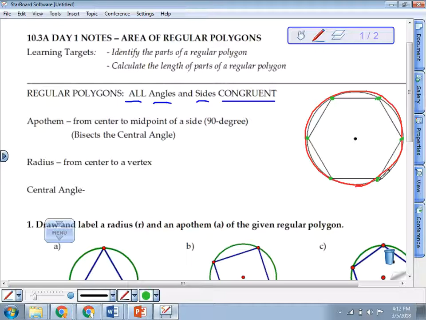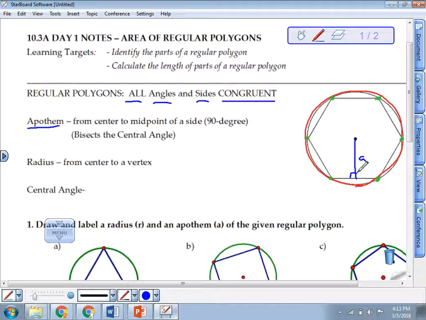Now, the first one I want you guys to learn about is the apothem. So here's the first one. It goes from the center to a midpoint of a side. So that would be an example of an apothem. There's a little A, and I put a little 90 degree because it will make a 90-degree angle. I put a little note there that it also bisects the central angle. We're going to learn about what that means in a second.